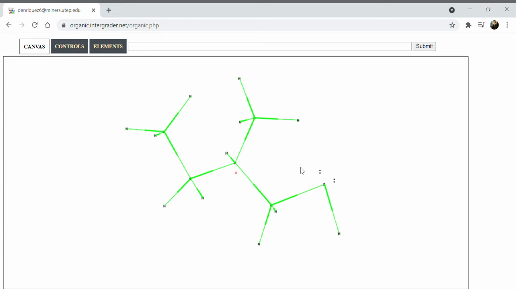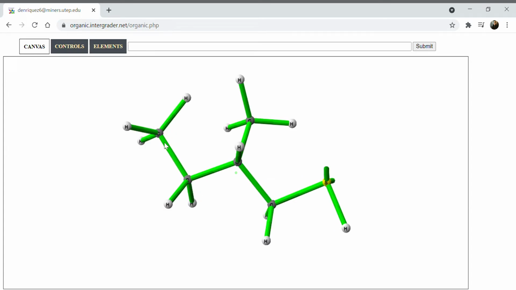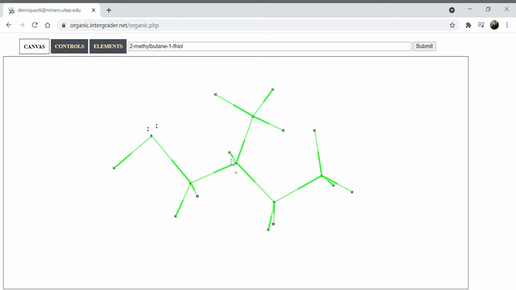Okay, find your longest carbon chain, 1, 2, 3, 4. I have butane, and then we're going to do a -1 for the thiol. And then we're going to come back to the front and add our methyl that's at the 2 position. 2 methyl. And lastly, we need to check for a chiral center.